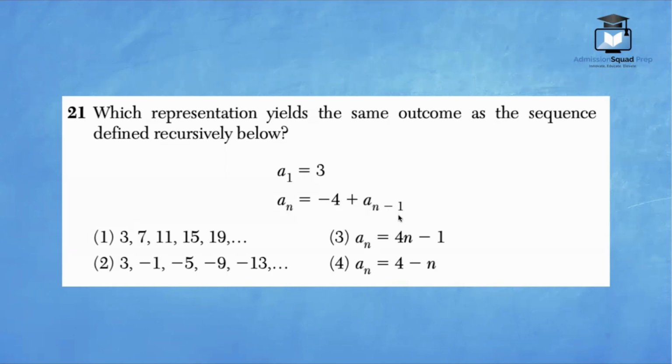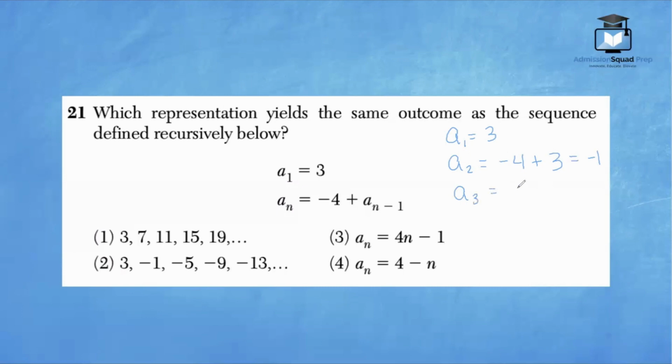When we take a look at our answer choices, choice 1 and 2 represents what the numbers will look like in sequence, and choice 3 and 4 represents an explicit function. Let's write out our sequence to see how the numbers are behaving. A sub 1 equals 3. So a sub 2 is going to be -4 plus the number that came right before, which was 3. So we have -1 for a sub 2.